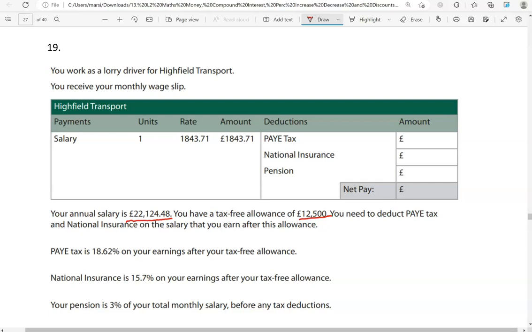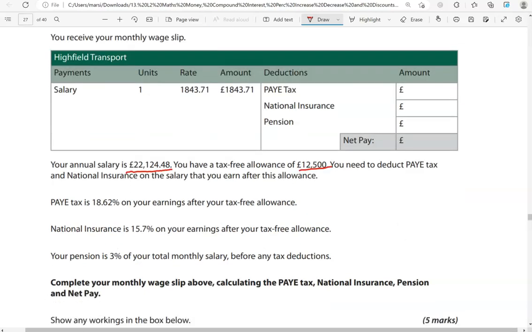PAYE tax is 18.60% on your earnings after your tax-free allowance. National insurance is 15.7% on your earnings after your tax-free allowance. Your pension is 3% of your total monthly salary before any tax deductions. Complete your monthly wage slip above, calculating your PAYE tax, national insurance, pension, and net pay. Show any workings in the box below.